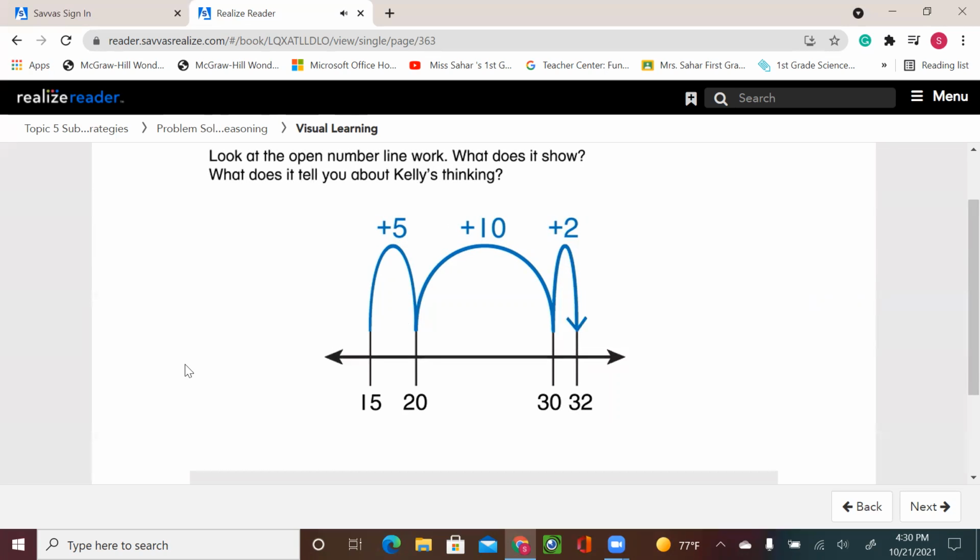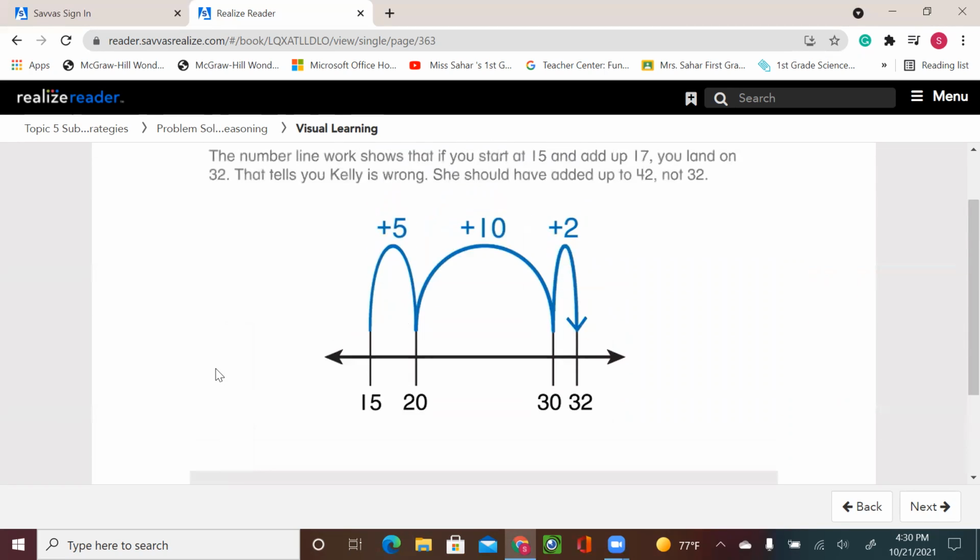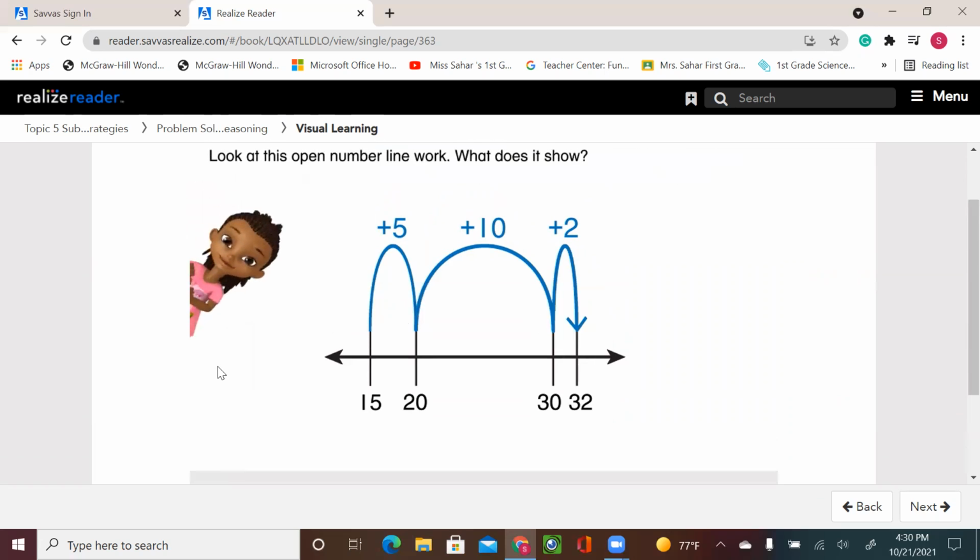Look at the open number line work. What does it show? What does it tell you about Kelly's thinking? That she did do the right strategy, but she did not add her numbers right. The number line work shows that if you start at 15 and add up 17, you land on 32. That tells you Kelly is wrong. She should have added up to 42, not 32. Kelly's strategy of adding up is good, but her answer is not correct.